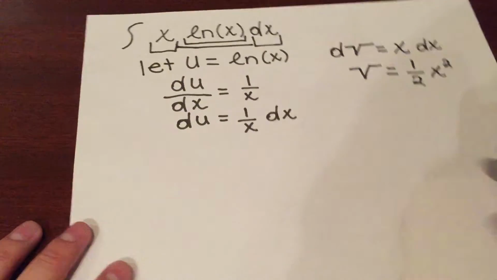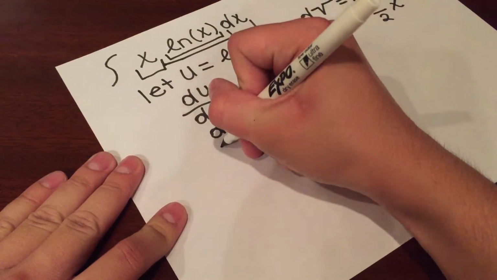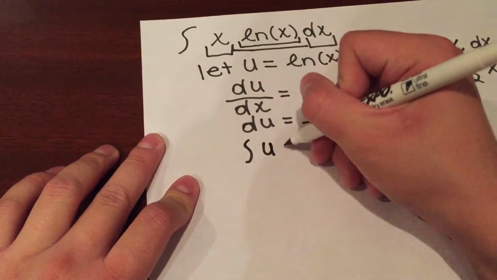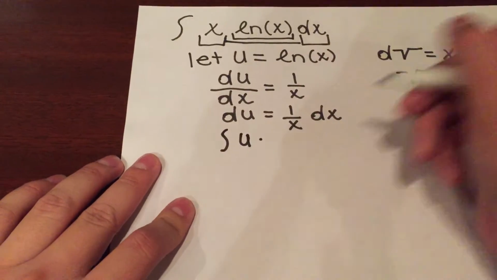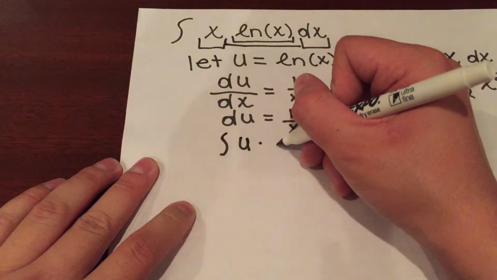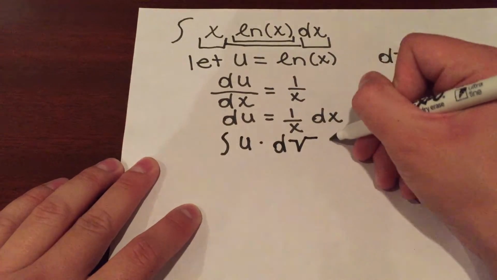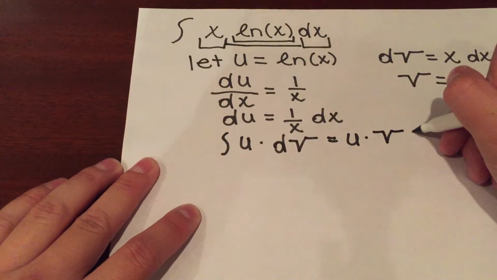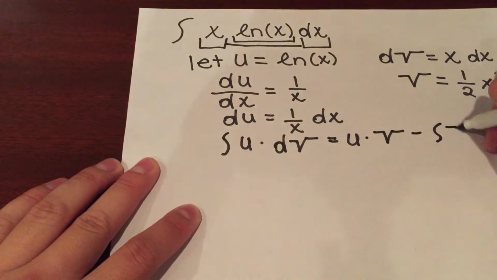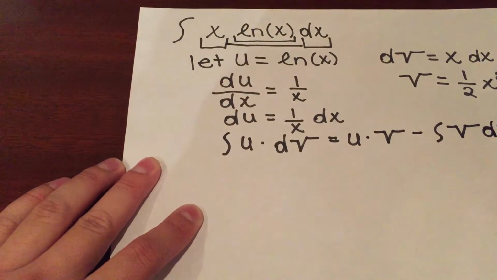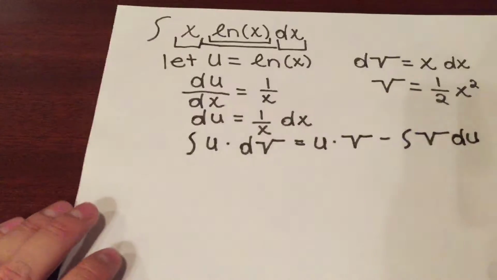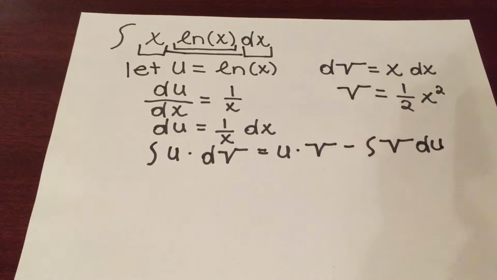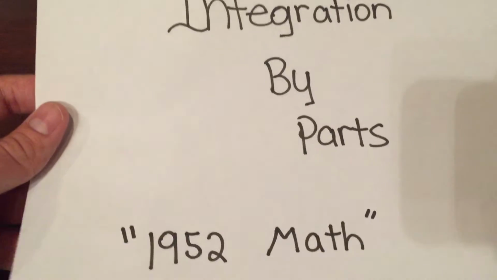What does that all mean though? Well, that's derived from an equation which we said is the integral of u times dv equals u times v minus the integral of v du. This is a big deal simply because this is the equation for integration by parts, or in this case 1952 math.